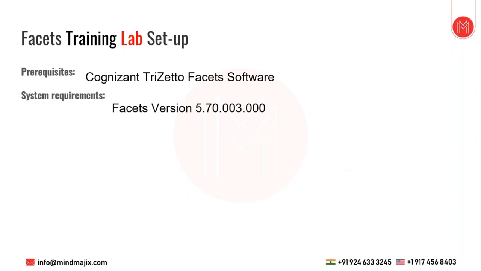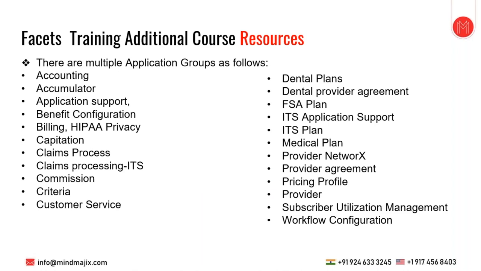Lab setup would be a prerequisite: we'll have to have a Facets access, and the version should be 5.7.03. Even lower versions can work, but they will not have a few additional changes which this latest version has. Otherwise it would work without any issue. Apart from this we have additional courses for Facets. These are the multiple applications, or modules, of Facets: accounting, accumulators, application support, benefit configuration. And these all applications come together and process a claim.